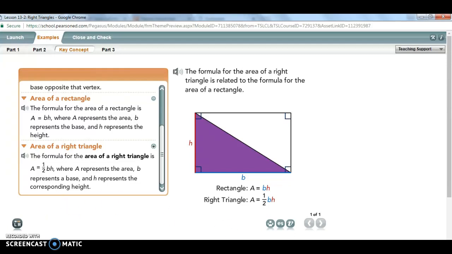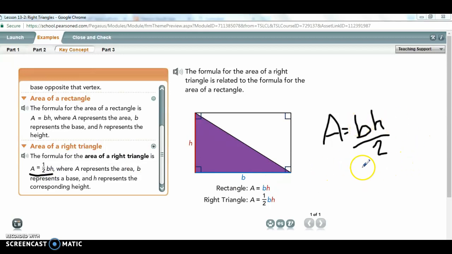Another way that you can look at this is your area equals your base times height, and then you're going to divide it by 2. So both this equation and this equation will give you the same answer.